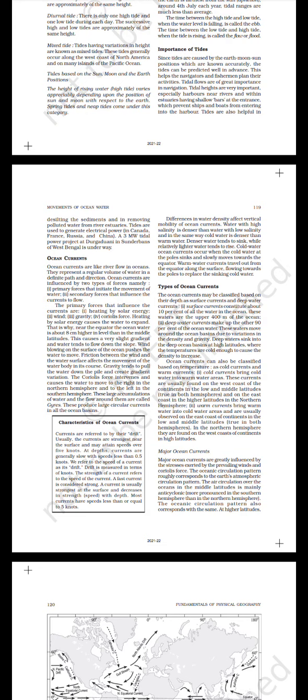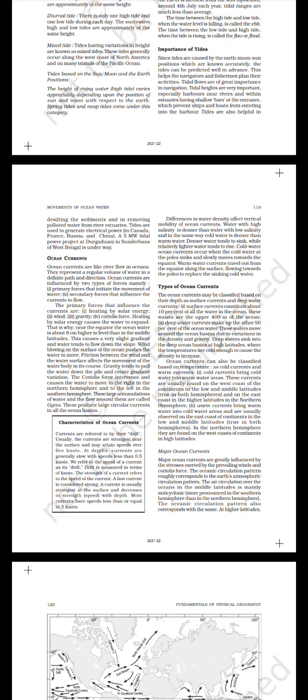Cold water ocean currents occur when the cold water at the poles sinks and slowly moves towards the equator. Warm water currents travel out from the equator along the surface, flowing towards the poles to replace the sinking cold water. Types of ocean currents.